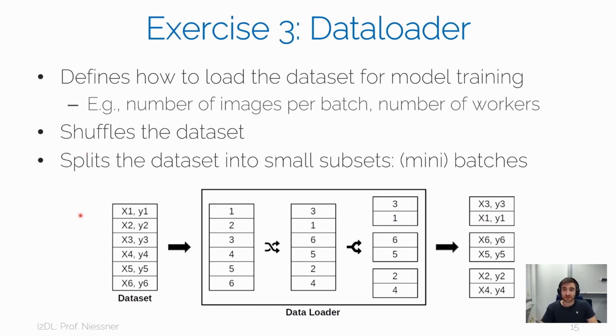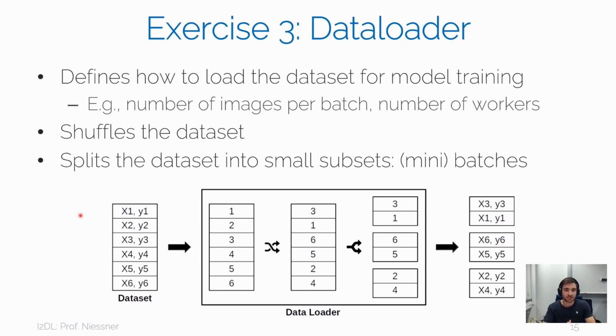The second part of this exercise is about the data loader. This basically defines the way we load from the data set and prepare the data more specifically for our training. Here we can define things such as the number of images per batch. That's going to be covered in the lecture, this mini batching. And also, for example, the number of workers or processors, because some of the tasks we're going to see can be handled in parallel.